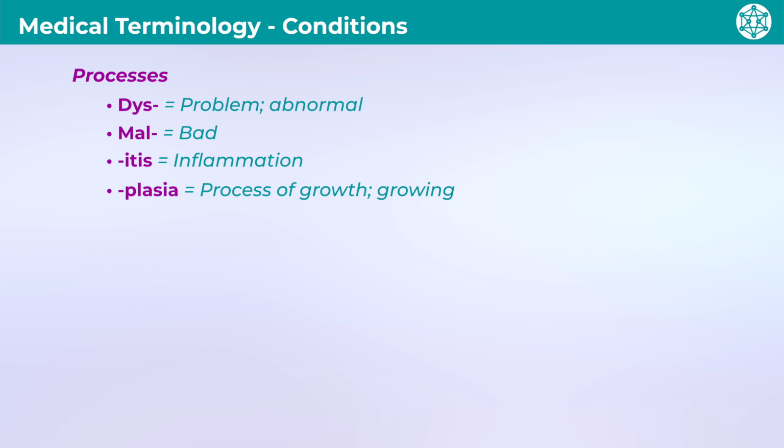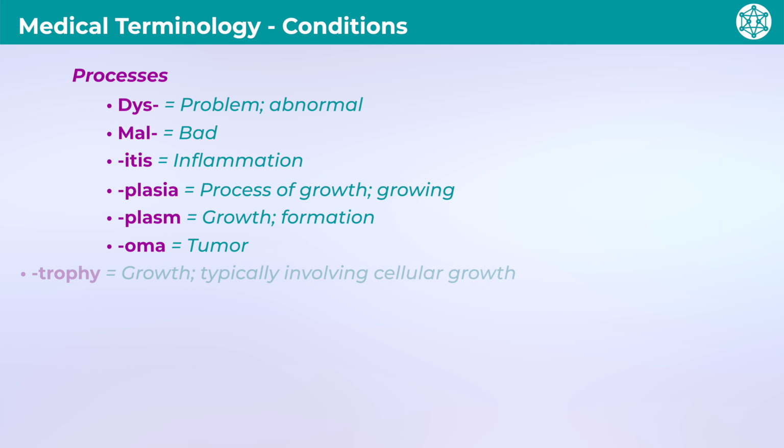Another one is plasia, process of growth or growing. Plasm is just a growth or formation. The next one is oma, that means tumor. So sarcoma. Typically when you see oma, you can think of cancer in that regard. Another one is trophy, which typically means growth as well. Growth typically involving cellular growth, and this doesn't mean division. It actually means just a growing in size. There's no growth in number, but a growth in size. So that's the difference between plasia and trophy.